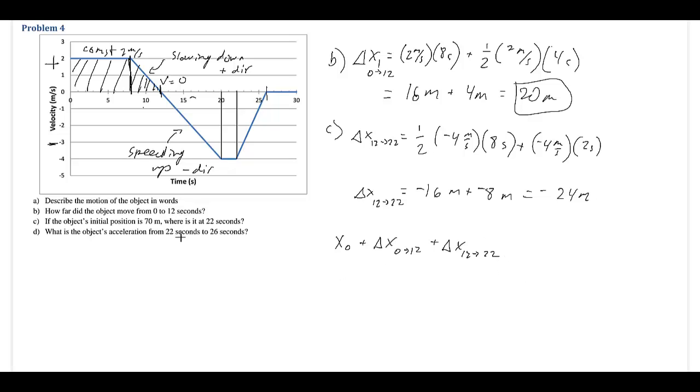which is going to be our initial position, which is 70 meters, plus our first displacement, which is 20, plus our final one, which is -24, which is going to give us a final position of 66 meters. So 70 plus 20, or 20 minus 24, which is -4, plus 70, which is 66. Beautiful. What is the object's acceleration from 22 seconds to 26 seconds?